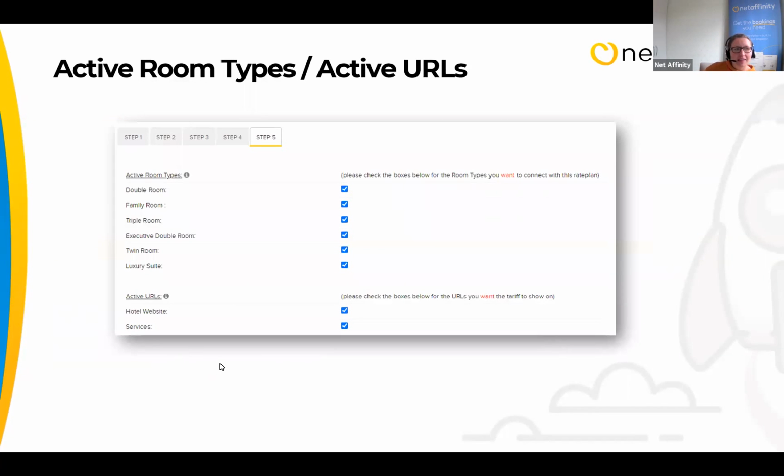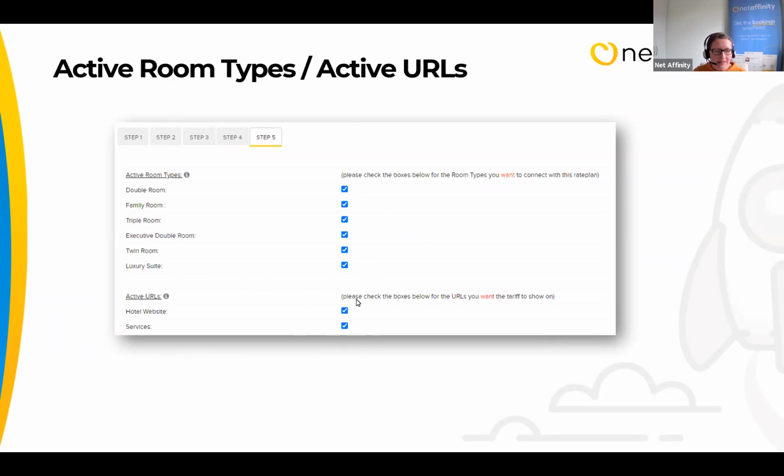So the next section is active room types and active URLs. So this, to be honest, does what it says on the tin. If you're setting up a rate plan and you only want to apply, for instance, a family rate plan to your family rooms, only tick your family rooms. Or if you had, say, a self-catering rate plan, you only want to hit your self-catering units, only tick those ones.